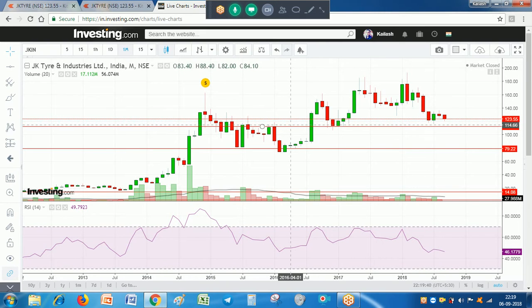So this level is now support. A support level is always below the chart. So look at this level. The stock is trading at this level. It has closed at 123.55.